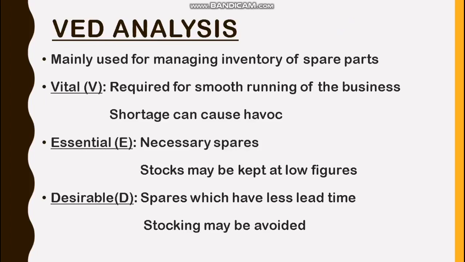Third type of items are the D category items, desirable items, where spares which have less lead time and they can be received on a short notice from the supplier, and their stocking may be avoided. So we categorize the spare parts into three parts: vital, essential, desirable, VED analysis.